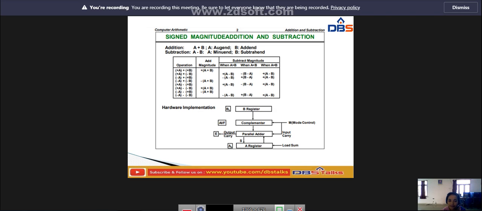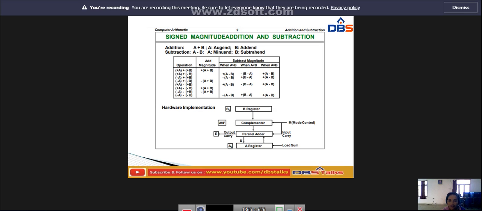This one doesn't have any add magnitude, so here we take plus, plus or minus. So plus of a minus b, and here whichever value is greater: if a is greater, a minus b; if b is greater, we take b minus a; if both are equal, I will commonly take a minus b. Okay, so next this is another operation, minus plus plus.